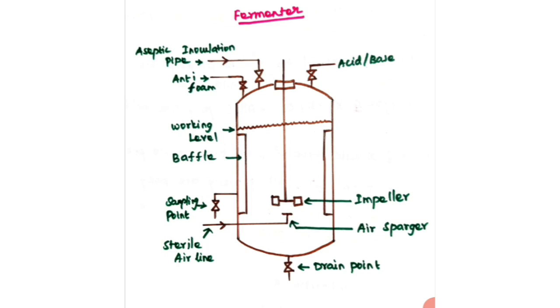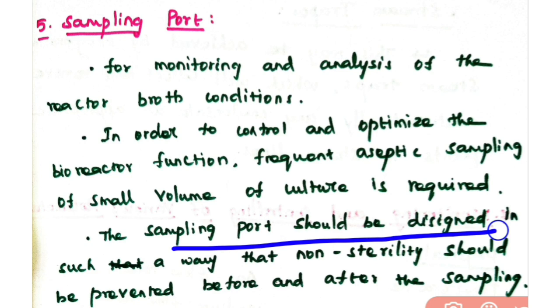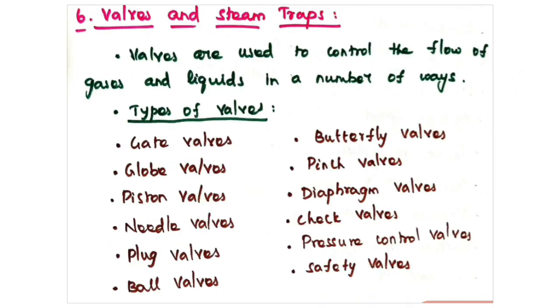So this is your sampling point. In order to control and optimize your bioreactor function, frequent sampling of a small volume of culture is required, and you have to evaluate different parameters. Later in this video, we will see what parameters you have to monitor and control during the fermentation process. The sampling process should be designed in such a way that sterility is maintained before and after the sampling. So next let's see about valves and steam traps.